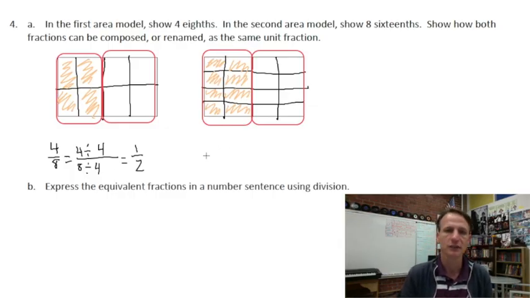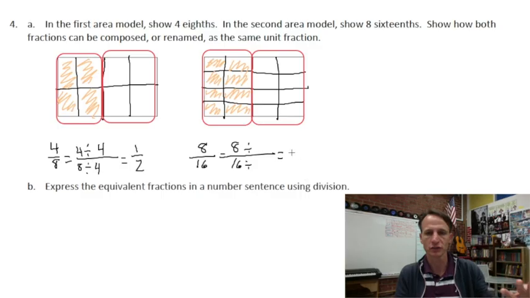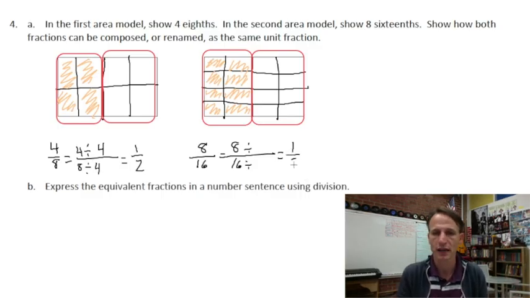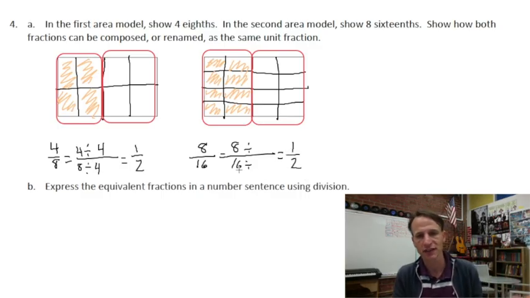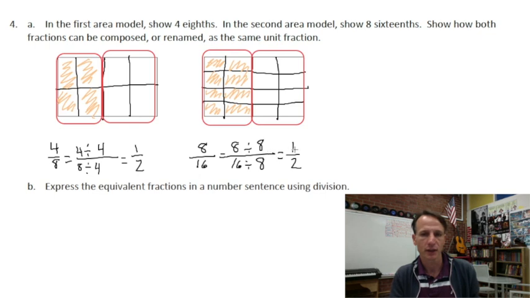What do we start with here? 8/16. And we'll set up our division we know we need to do here. And what's our equivalent? Well, look, we have 1 out of 2 equal groups shaded in, so it's 1/2. What's our relating factor? 16 divided by what is 2? It's 8. So divide by 8/8. 8 divided by 8 is 1. 16 divided by 8 is 2. Everything checks out. You have done it!